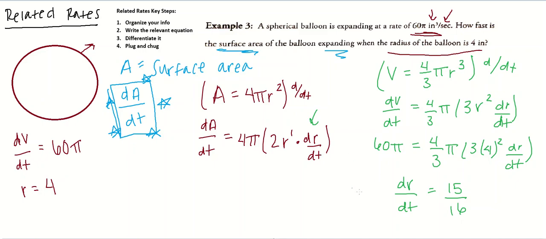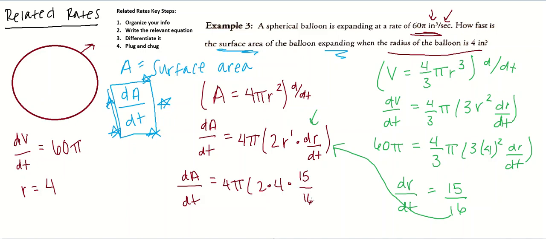So that's perfect because we were stuck. We didn't know dr/dt, but we just figured it out using volume, so we can plug it in there and finish this off. So we still don't know dA/dt, but that's all equal to 4π times 2r times dr/dt. Do we know what r is? Yeah, r is 4, so we can plug that in. And now, do we know what dr/dt is? Yeah, dr/dt is 15/16. So now look at this. This is a pretty straightforward algebraic equation.